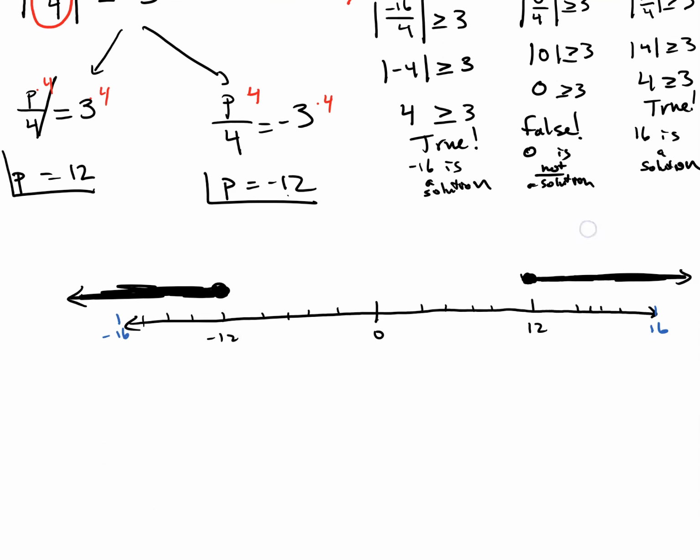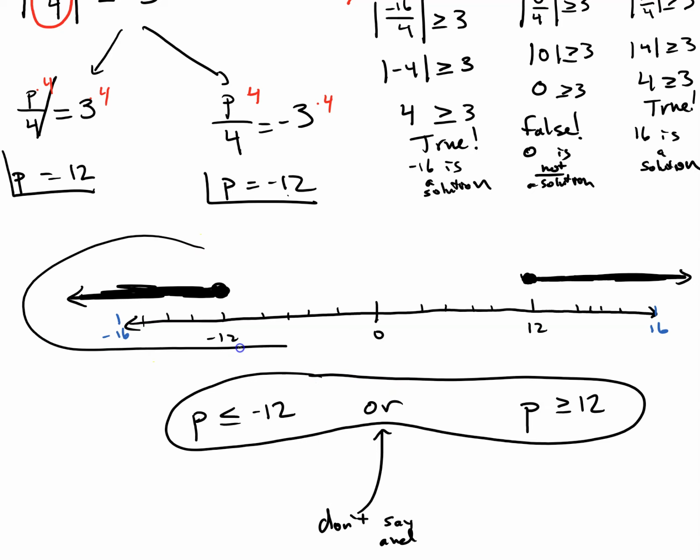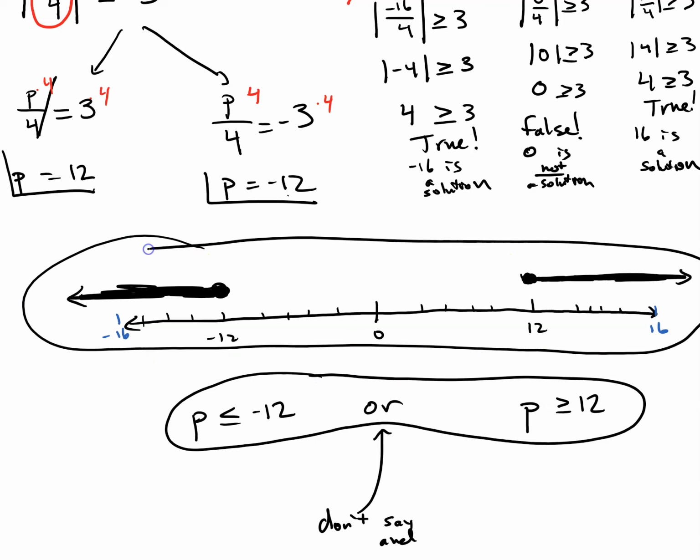So this is my graph. And now I need to actually describe this. So I can see that numbers less than or equal to negative 12 are solutions. So p is less than or equal to negative 12. Or, and I need to use the word or here, don't say and. P is greater than or equal to 12, right? It's all the numbers greater than or equal to 12. So we need a graph, we need our solution, and we're done.